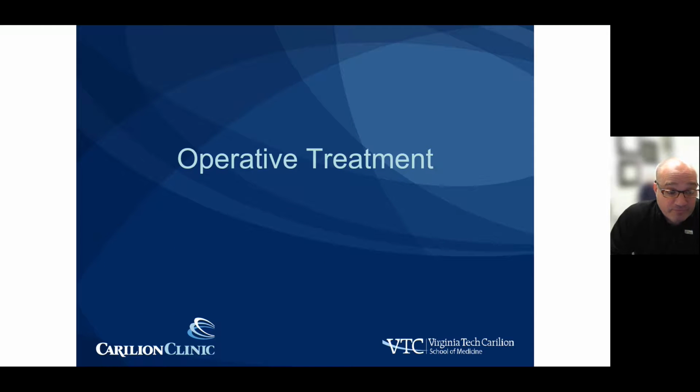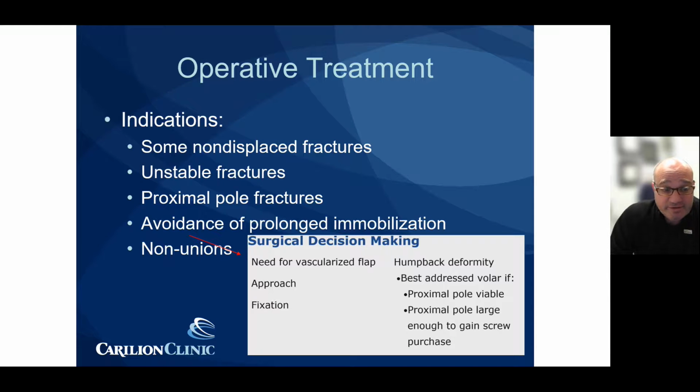As we move from non-operative treatment, we move to operative treatment. What are the indications? In some populations, for some acute non-displaced fractures, people would say that if you're able to see a fracture line, you're more likely to fix this. Other indications for operative treatment include unstable fractures, proximal pole fractures, and if you want to avoid prolonged immobilization, some advocate, again, for the non-displaced pattern proceeding with percutaneous fixation. We'll also talk a little bit about non-unions that do require operative treatment, and those can range from needing a vascularized bone flap, the approach, fixation, and correcting the humpback deformity, and we'll address a little bit of those in each upcoming slide.